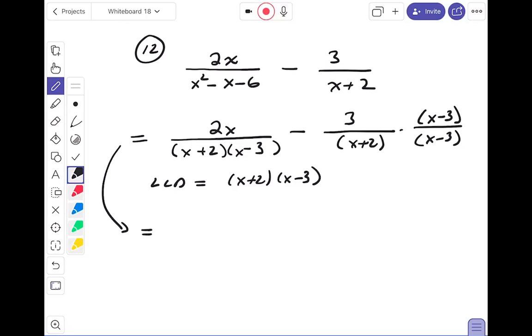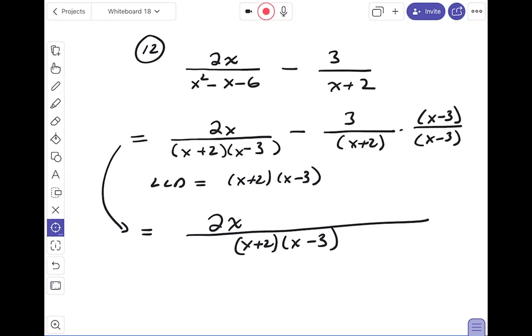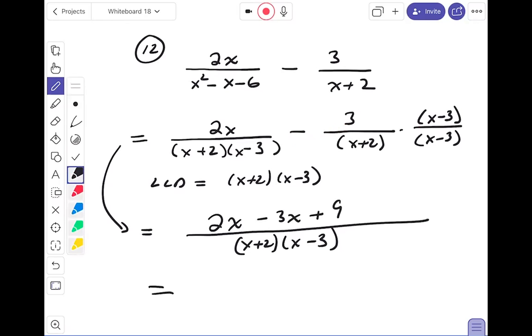Let's keep going through this. Same denominator, and the denominator is x plus 2, x minus 3. The numerator is 2x. Subtraction is more difficult, all right? So I want to point out what we're doing. We're doing minus 3 times those two terms. What does it give me? Minus 3x plus 9.